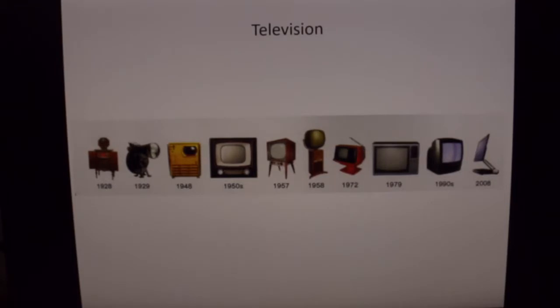And Philo Farnsworth produced the first electronic television picture in 1927. This really catapulted America into the television age. Today, most Americans have more than one television. But look at the evolution of it, 1928. I mean, that's the screen. I don't know if you all can see it, but look at that.